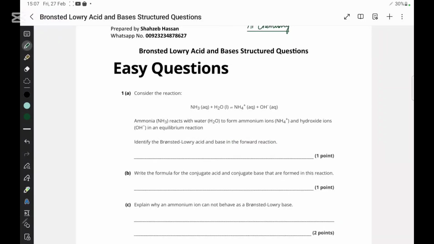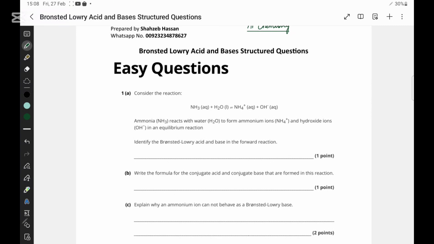In this video, we are going to do some past paper questions related to Bronsted Lowry acids and bases. We are going to attempt structured questions. So they are saying this is a reaction: ammonia reacts with water, forming ammonium and hydroxide. They want us to identify the Bronsted Lowry acid and base in the forward reaction.